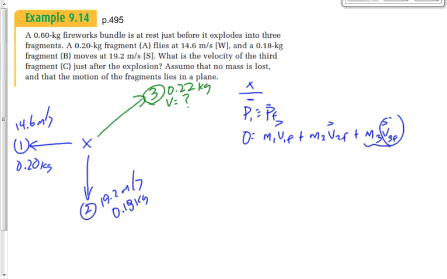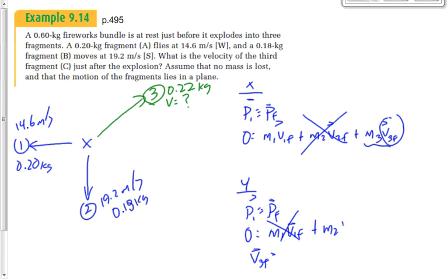We're going to do the same thing for the y component. 0 is equal to m1 v1f plus m2 v2f plus m3 v3f. Solve for v3f. Just remember, for the x component, this guy is 0. For the y component, this guy is 0. Is that any different than the questions you've been doing? No, not at all, except the initial momentum is 0.